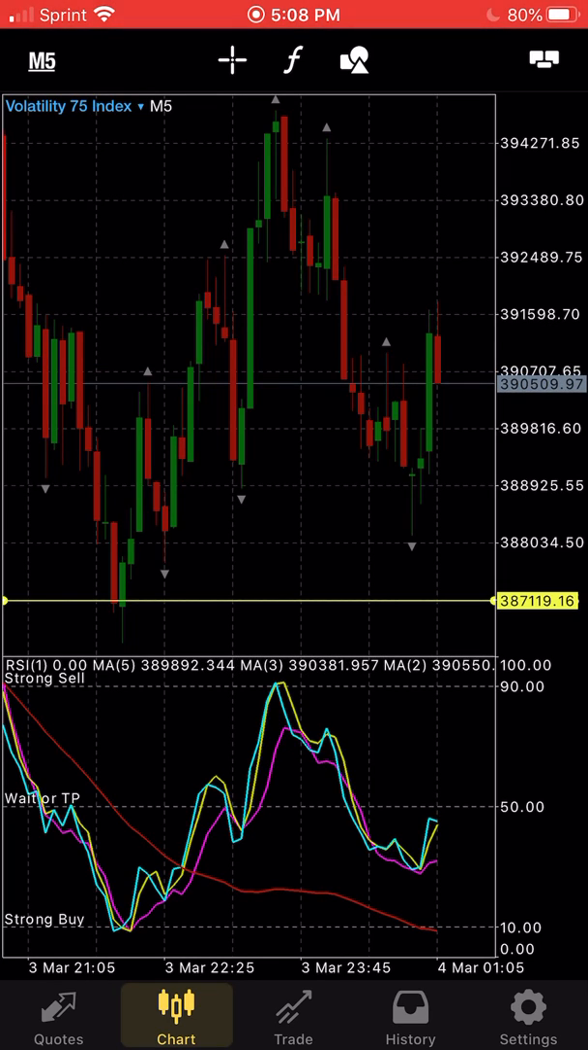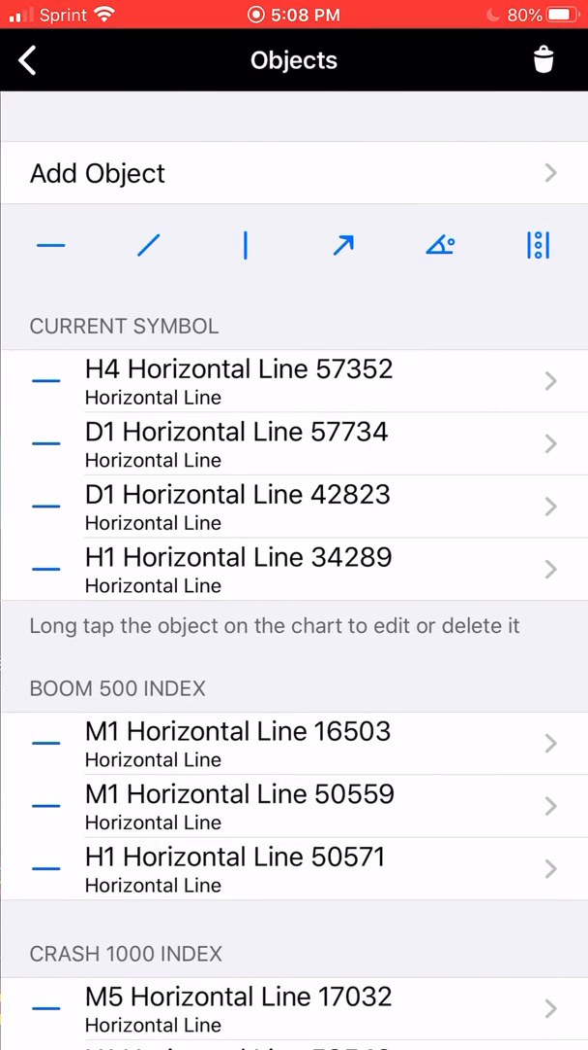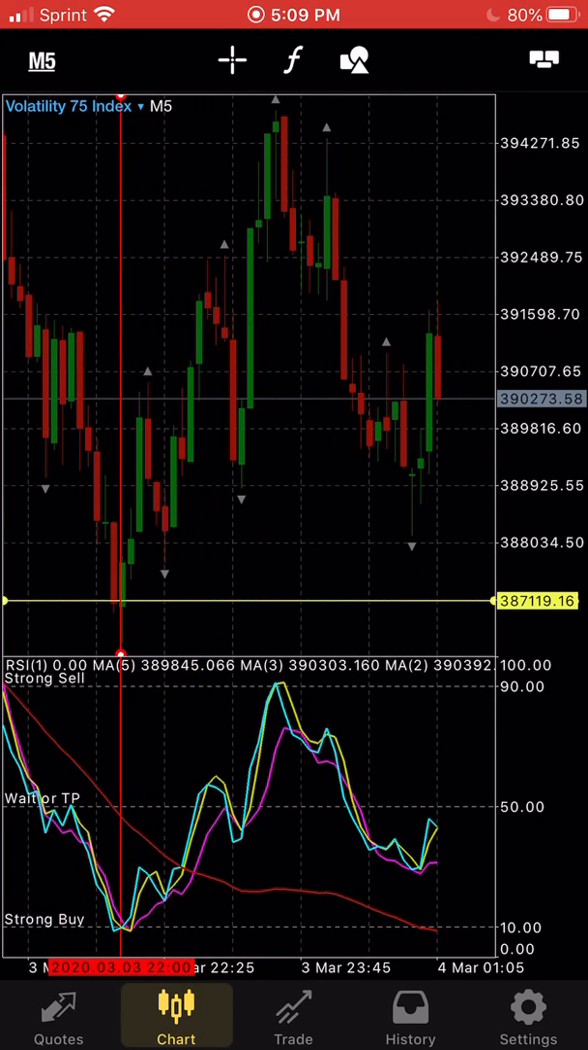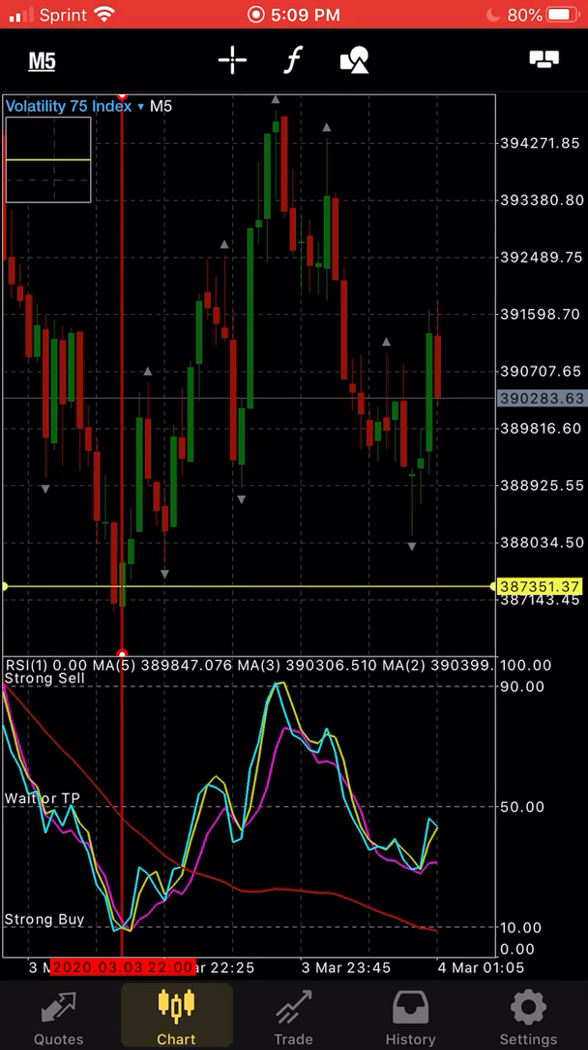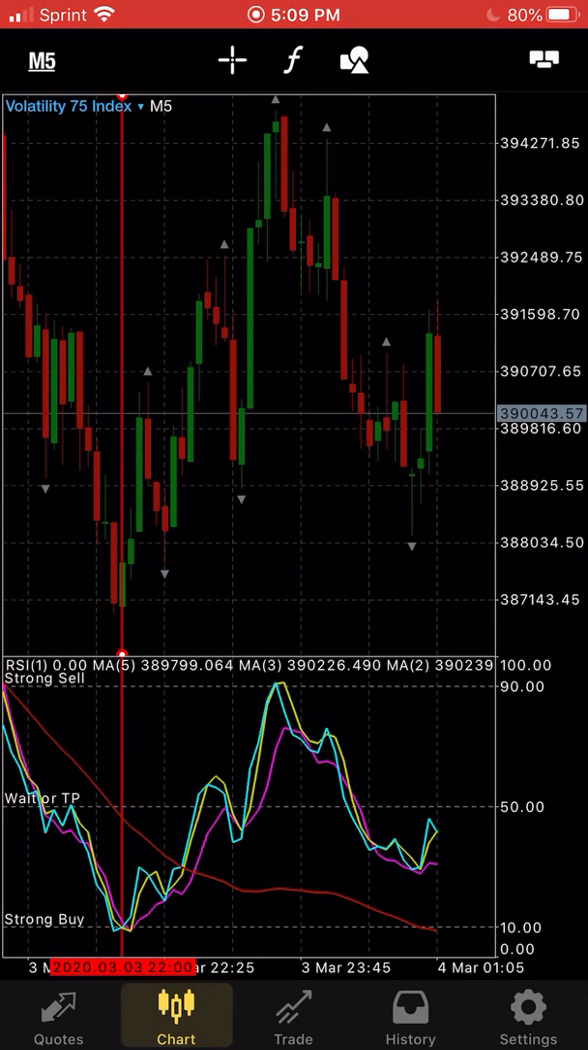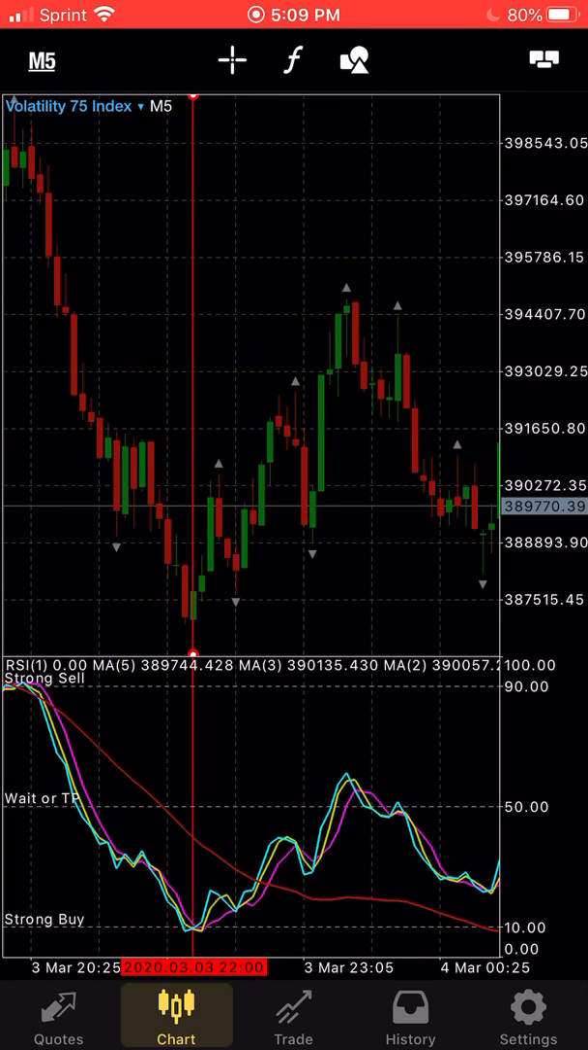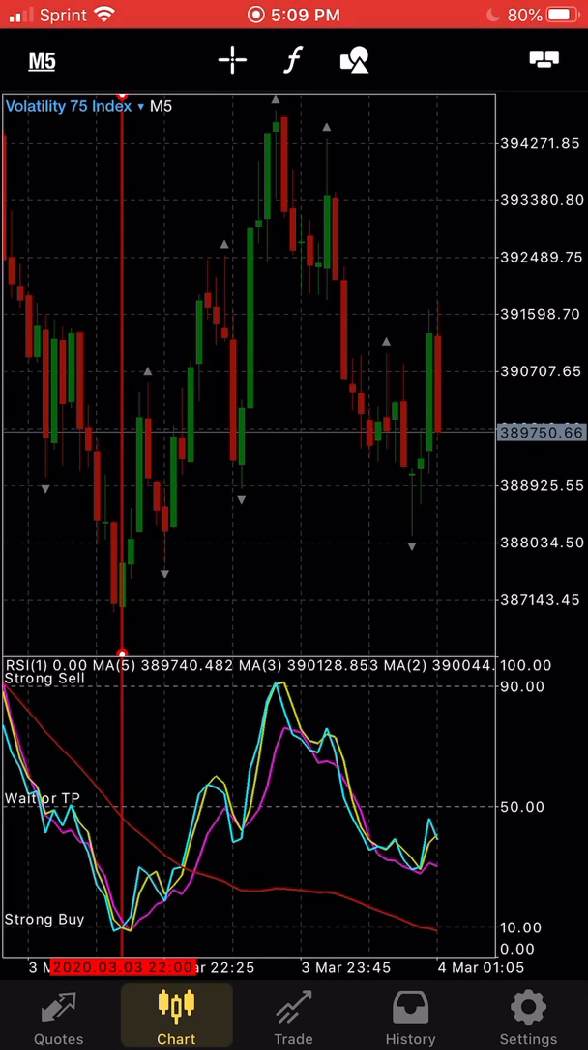So now what you will do, you will use your indicators. If you go on the downside, you will see at that level where I put the vertical line, the whole indicator, which is the moving average, was going down. They were going down. The market was going down. So they were able to get to the strong buy.